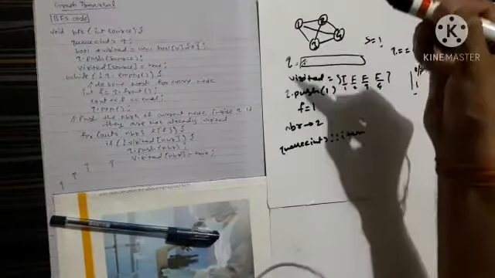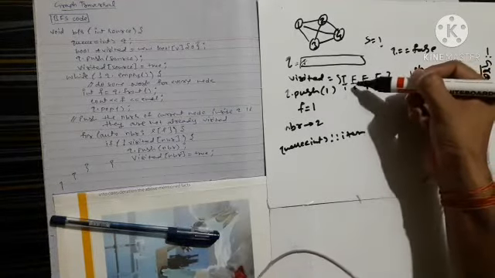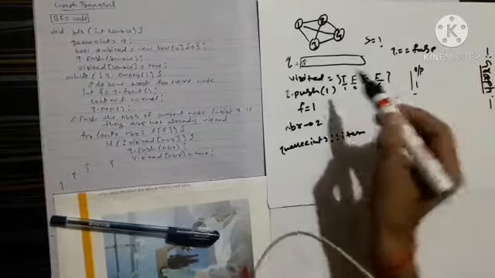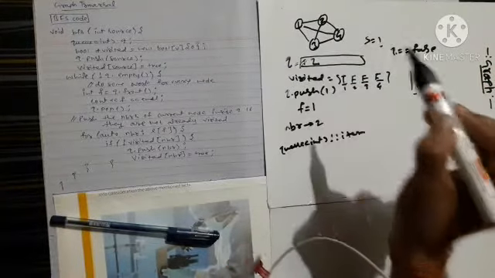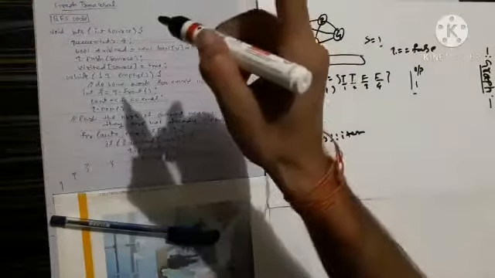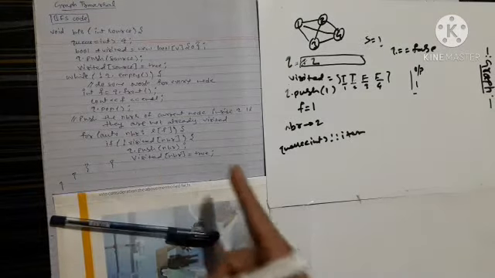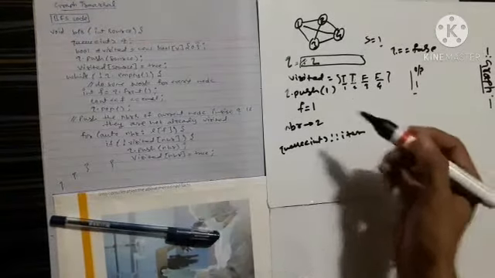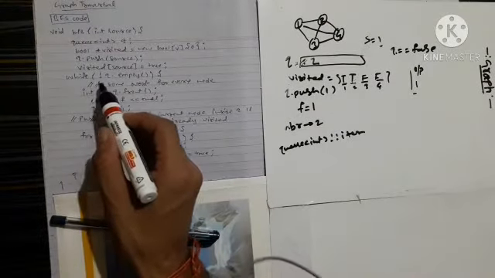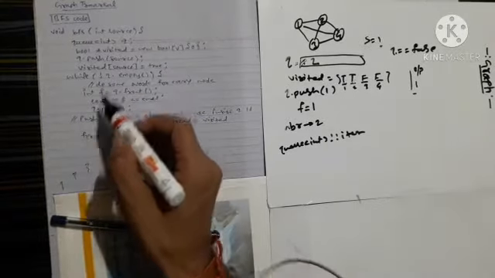First I will check whether 2 is visited or not. 2 is not visited, so I will push it into the queue, and now I'll make it true. And again I will check. Now again I will do this operation, because my q.empty function will return false, so I will enter into this while loop.